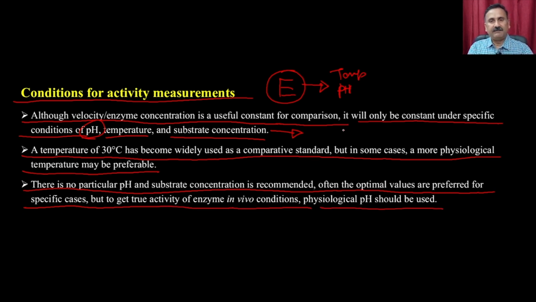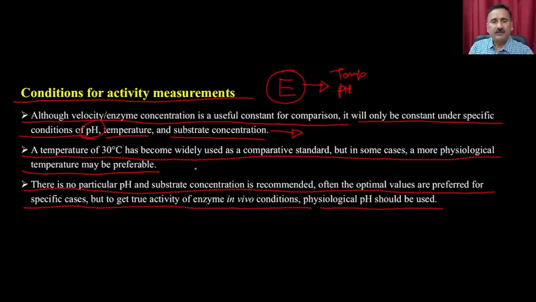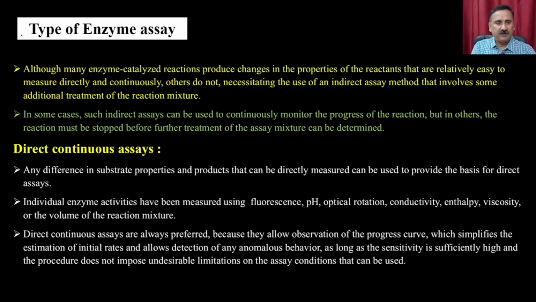Now, we have discussed the different types of enzyme activities. We have discussed how we can express the enzyme activity. We have also discussed how the different parameters impact the activity measurements, the initial rate constant and all that. Now we should discuss the different ways in which you can measure the enzyme activity. So, types of enzyme assays. Enzyme assays could be of two types: either direct continuous assays or indirect continuous assays.